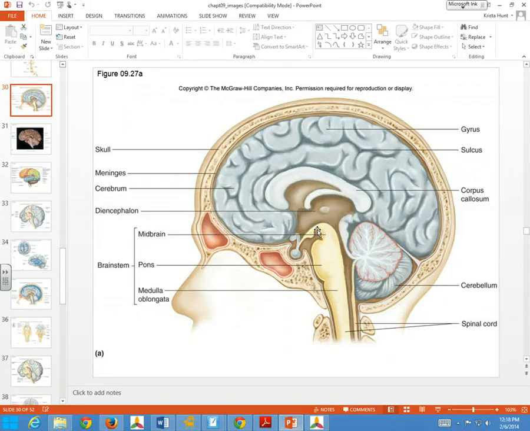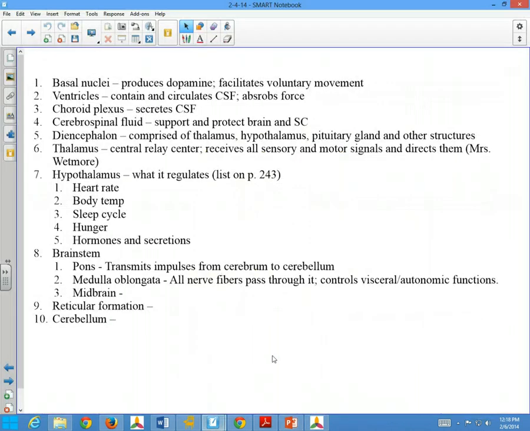The midbrain being the most superior part of the brainstem. Medulla oblongata being the most inferior. Pons being the one in the middle, and then midbrain being the most superior. Tell me about function. What's your textbook say? Function for the midbrain.